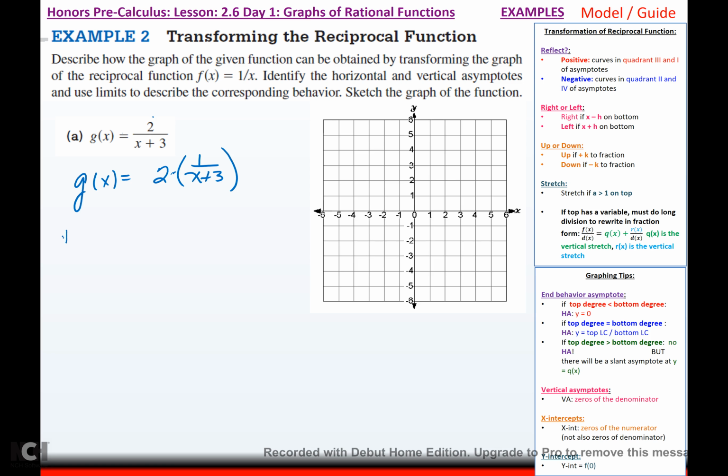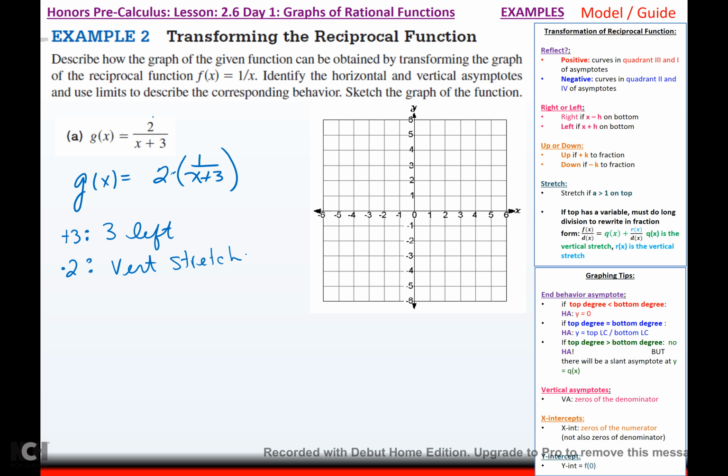Okay, so the positive 3 is going to make it shift 3 units left. The multiply by 2 is going to be a vertical because it's outside, and it's going to be a stretch because it's bigger than 1. Okay, so we've got our description.